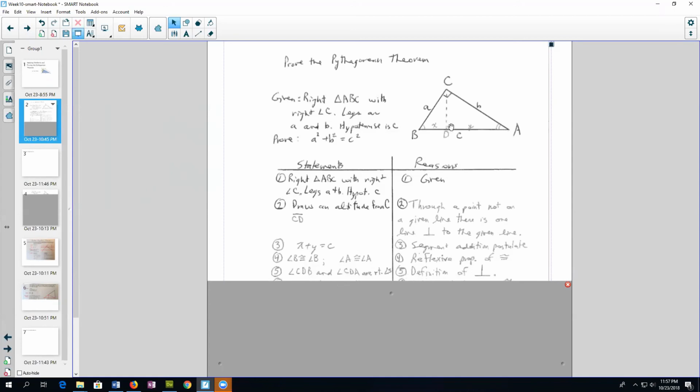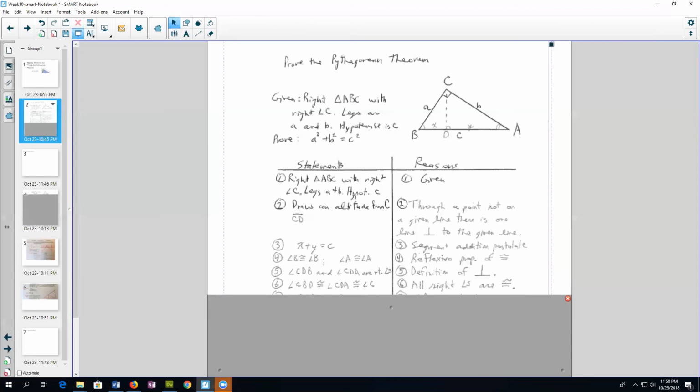These angles down here at D, angle CDB and angle CDA, are right angles. Definition of perpendicular: perpendicular lines meet at right angles. So we have two right angles down here. We have the right angle up at C, which is given, and these three angles are congruent.